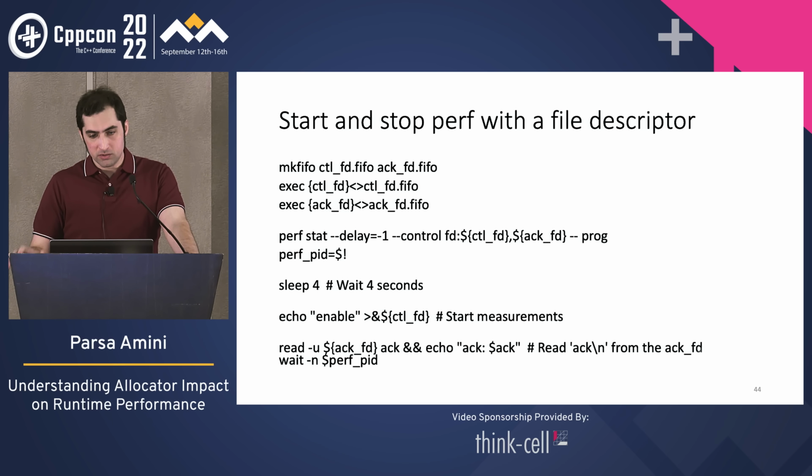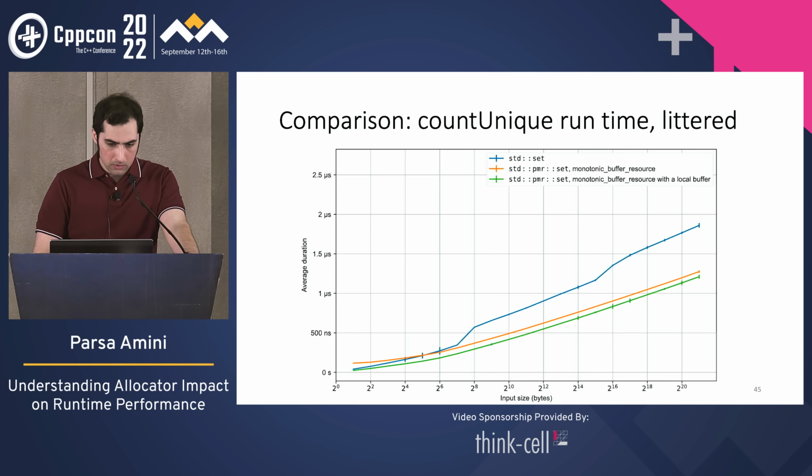here you should do this programmatically, but just to show an example, I do a sleep inside the script itself. Your program would have the file descriptors, would do the next line, echo enable newline, send that to the file descriptors, perf would start measurements, and then send you an ack newline back, which you would read and then know that perf actually started, so you can go on and do the littering. We did that, and here is the littered case.